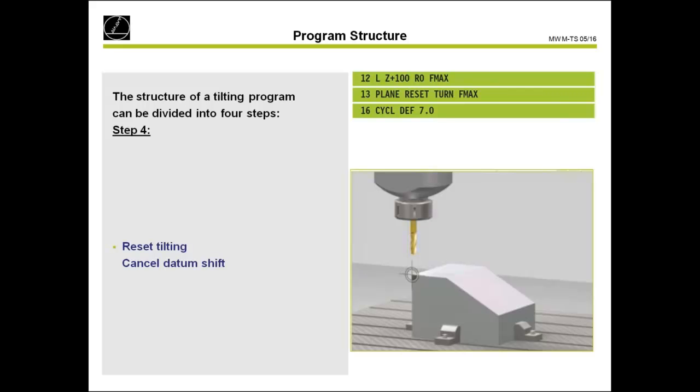That's important, because if you do not reset the tilting and you do a new datum shift for the next operation, then the new datum shift will be done in the tilted surface combined with the original preset, and then you come to a completely different point. So always reset after tilting. If you do not need to reset it always with turn, you can also use plane reset stay.